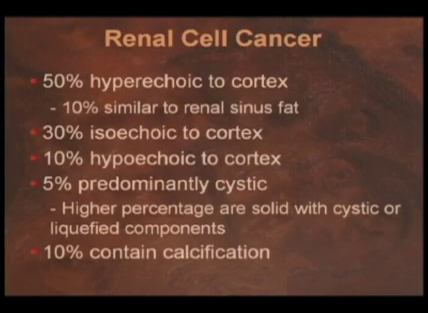Sonographically, 50% of renal cell cancers are hyperechoic to the cortex. About 10% are similar to renal sinus fat. In other words, they're markedly hyperechoic to the cortex, and this is particularly common in small renal cell cancers. 30% are isoechoic, 10% are hypoechoic, 5% are predominantly cystic, although many renal cell cancers have some cystic components, and then 10% contain calcification.